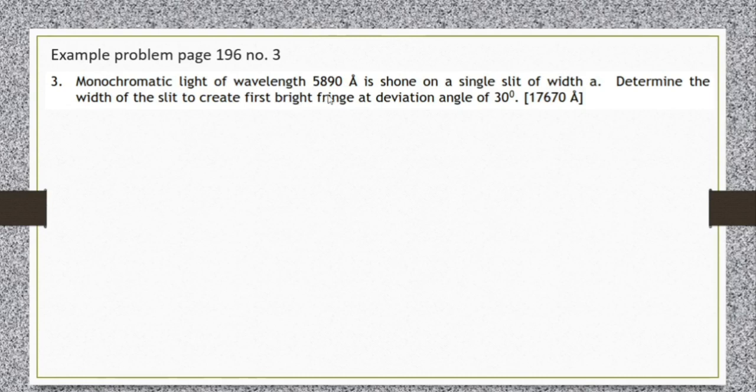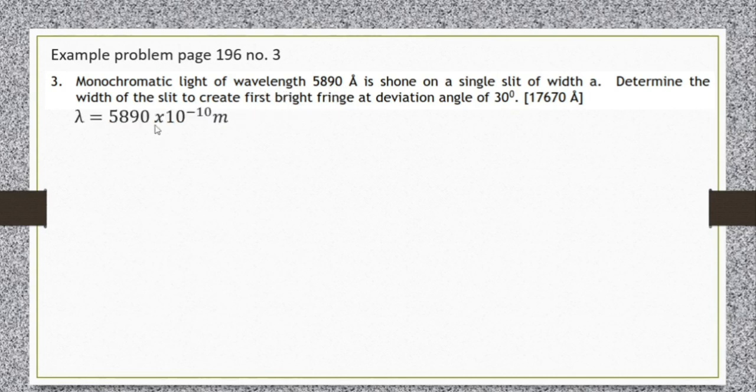Now, I will give you some example problems, page 196, number 3. Monochromatic light of wavelength 5890 angstrom is shone on a single slit of width d. Determine the width of the slit to create the first bright fringe at a deviation angle of 30 degrees. Here, this is the bright fringe.